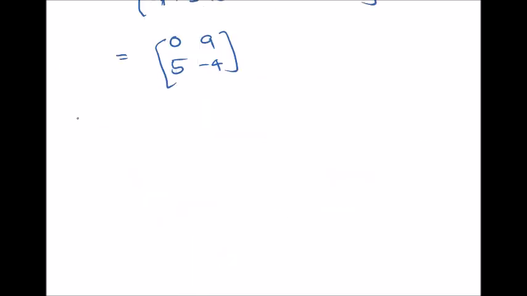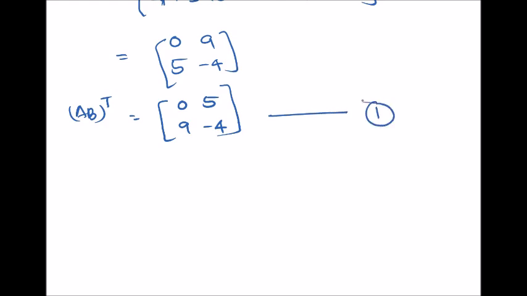Now we need to find (AB) transpose. That is equal to interchanging the rows and columns. That is, we have [0 5; 9 -4]. So mark this as equation 1. Now in the right hand side, that is B transpose into A transpose.